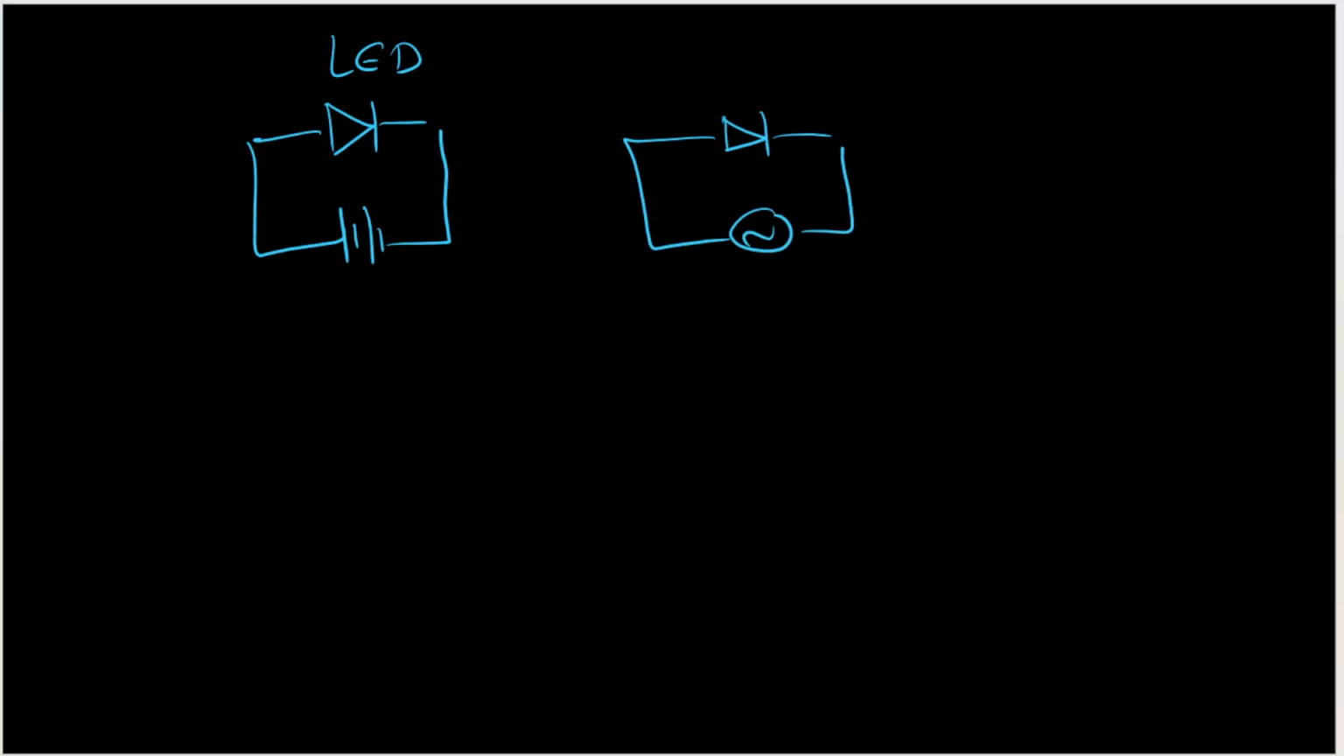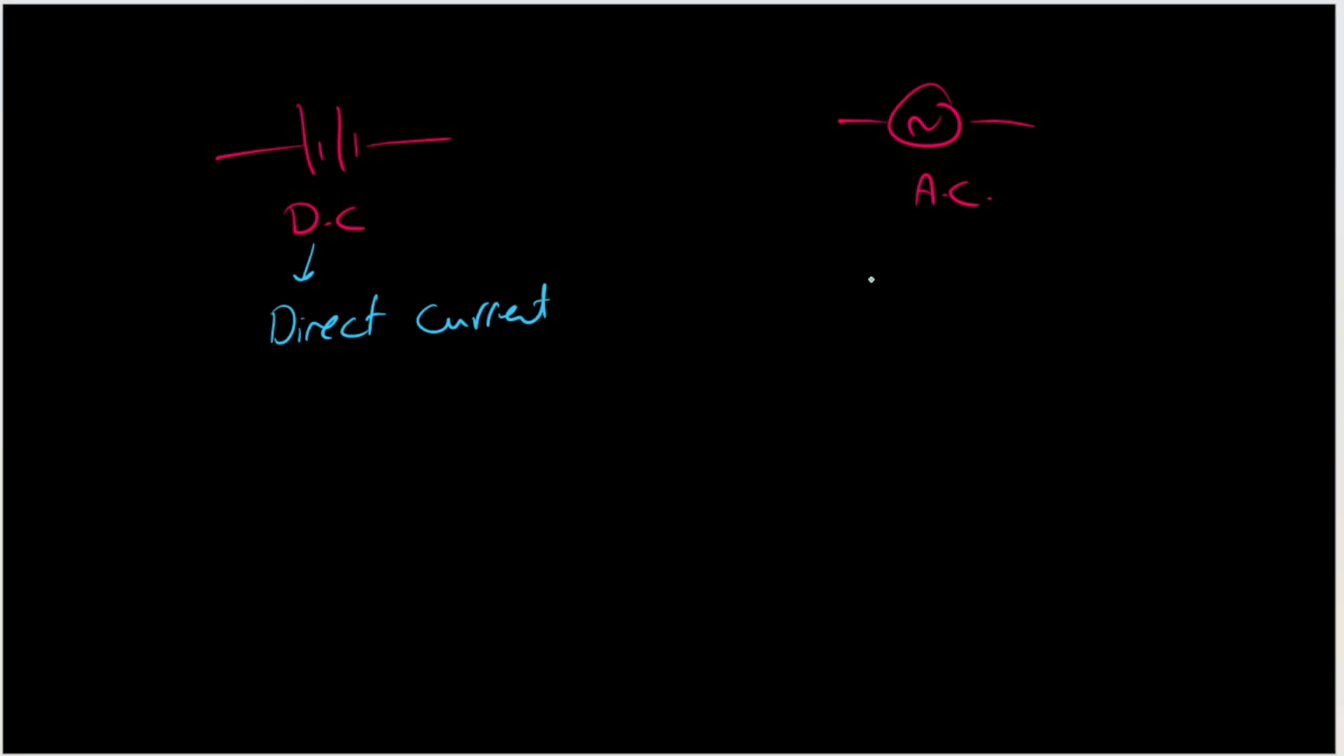What if we have the PN junction or the LED, instead of connecting it to a battery, we connected it to an AC source? But first, let's find out what is the difference between this one and this one. This one is called DC. This one is called AC. DC means direct current. AC means alternating current.